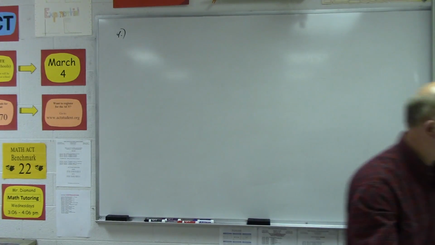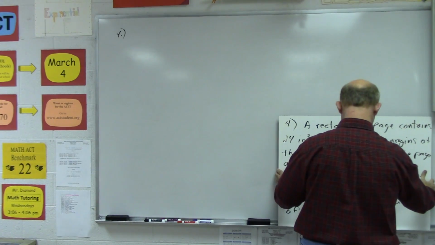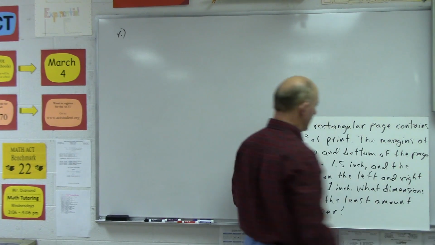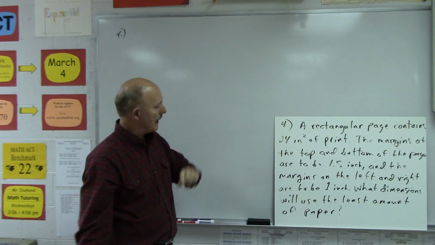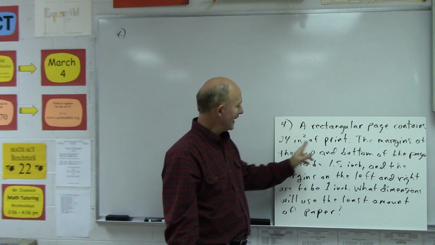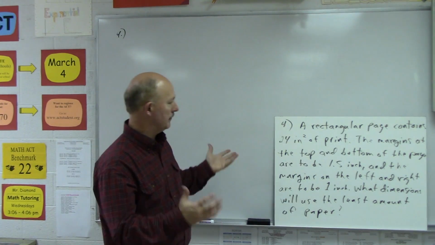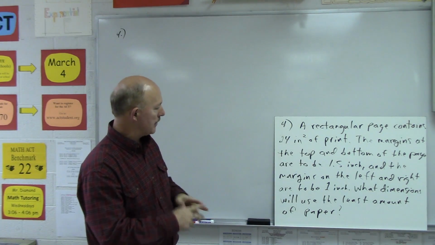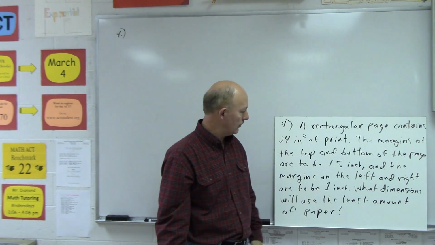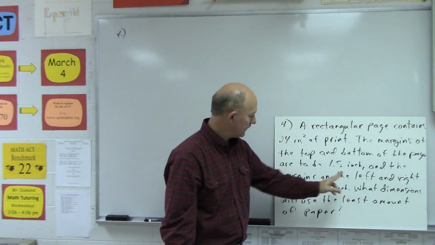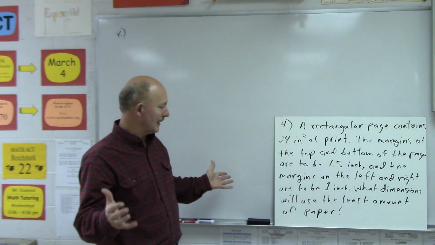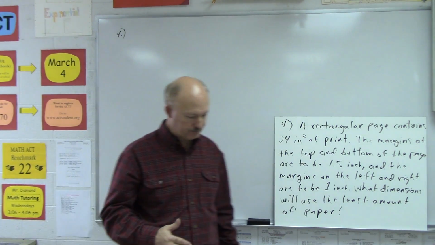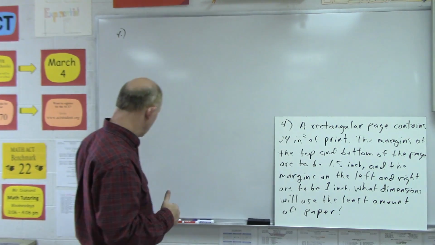Okay, this is a page, a piece of paper. Now it says a rectangular page contains 24 square inches of print. So the margins at the top and the bottom of the page are to be 1.5 inches, and the margins on the left and right are to be 1 inch. Okay, what dimensions will use the least amount of paper?